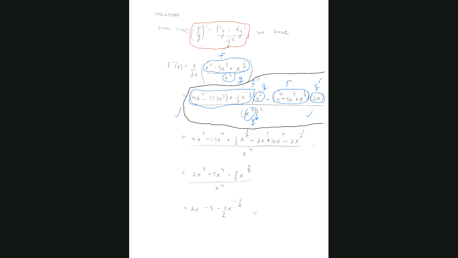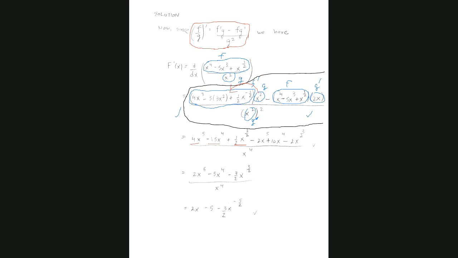You know that the f prime times g portion, you're going to take x squared and distribute it to those three terms. And if you do that, you'll get 4x to the fifth minus 15x to the fourth plus 1/2 x to the 3/2. X to the negative 1/2 times x squared, of course, you add the exponents. That gets you x to the negative 3/2.